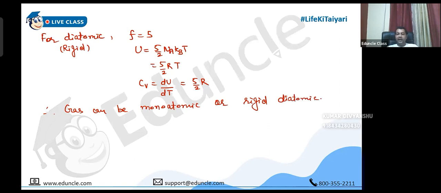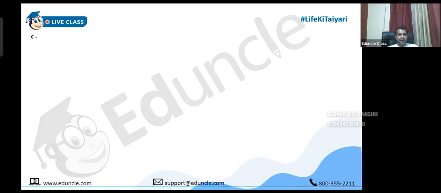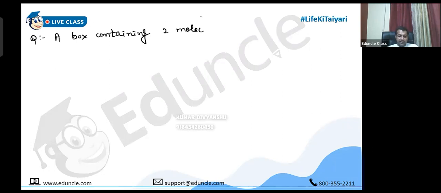Now another one from IIT JAM. A box. Now that formula will come into play, that formula that we had derived today in the beginning, for a diatomic ideal gas.